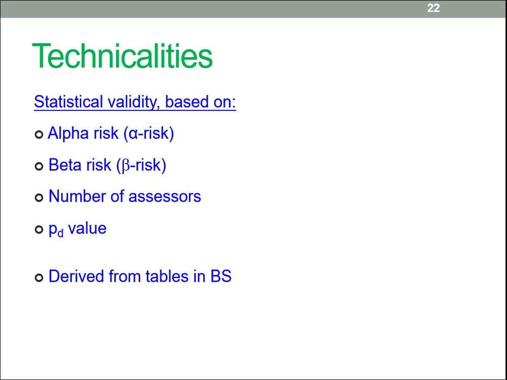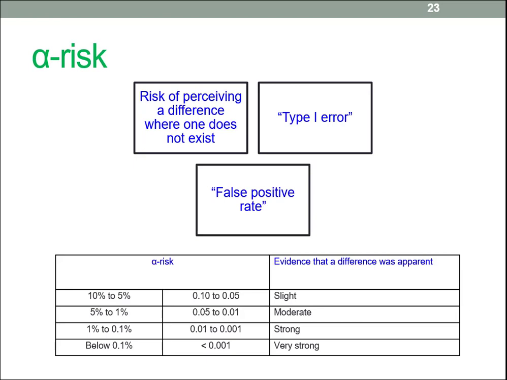Some technicalities of the British Standard: a list of definitions which you would certainly include in the report for any sensory procedure you take part in. So the alpha risk, some definitions of it there. It's essentially the probability of a false positive. Note the evidence column in the table, ranging from slight evidence that a difference was apparent to very strong evidence that a difference was apparent. It has to be said, statistically it's quite hard to get to the very strong category of evidence.